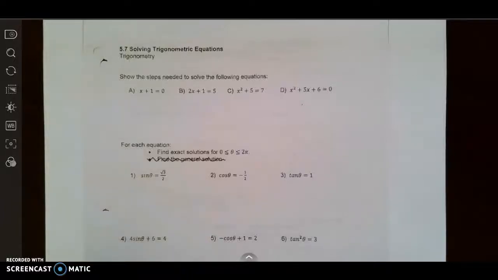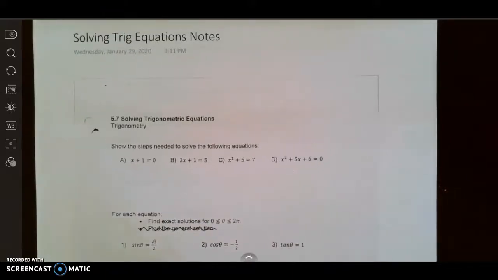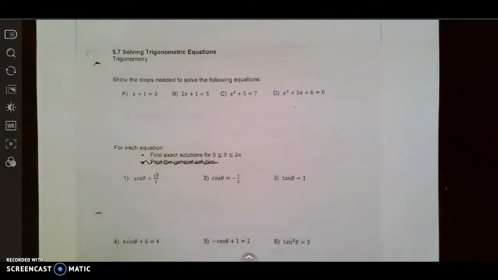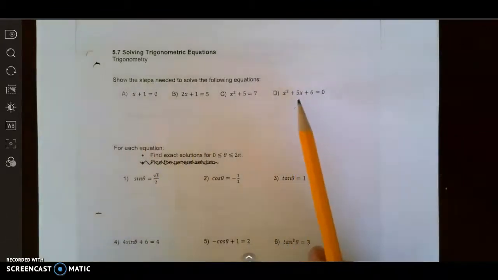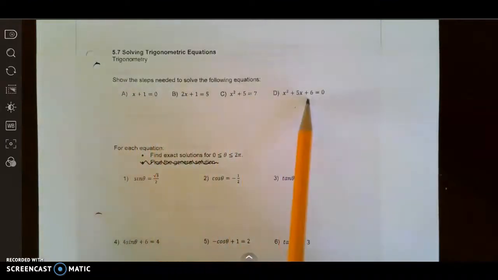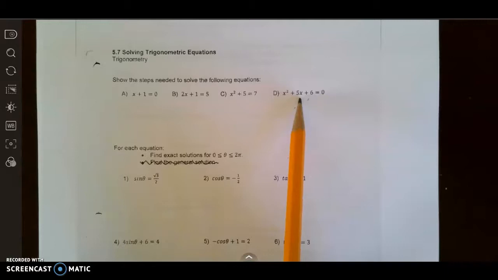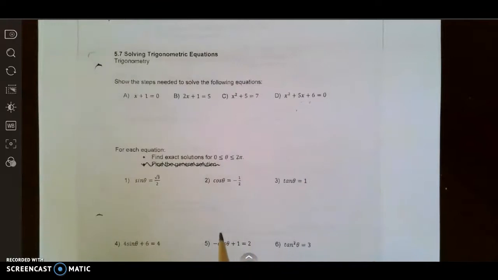All right, so we are going to be taking notes now on solving trig equations. In order to solve a trig equation, you're going to need to do the same thing you do to solve any algebraic equation. I've given you these 4 equations to solve. What would really be the best thing for you right now would be to pause the video and try solving these. All of these are ones that you've solved in Algebra 1 or Algebra 2. And then when you're finished, check with the video and see if you did it correctly.